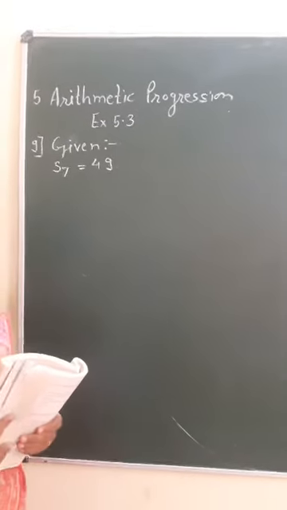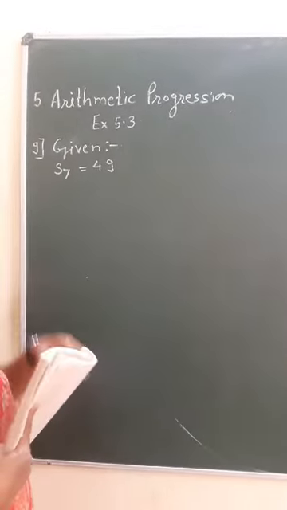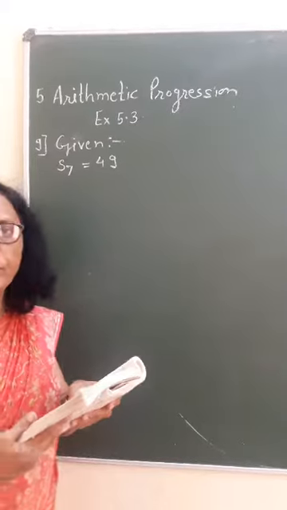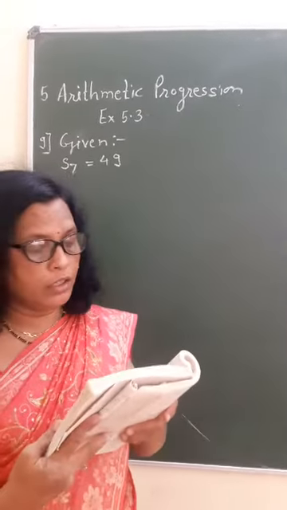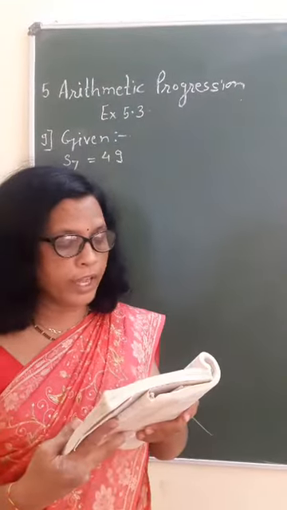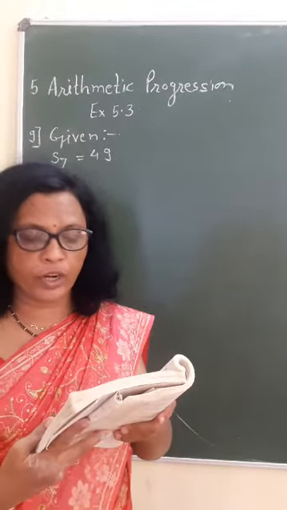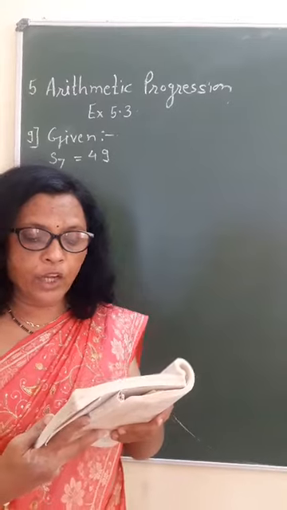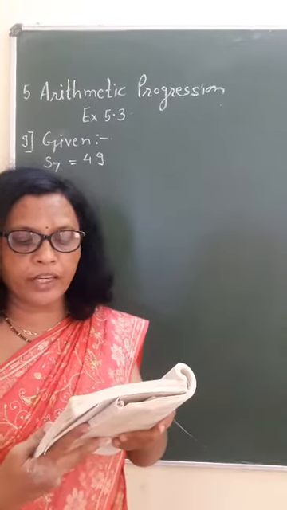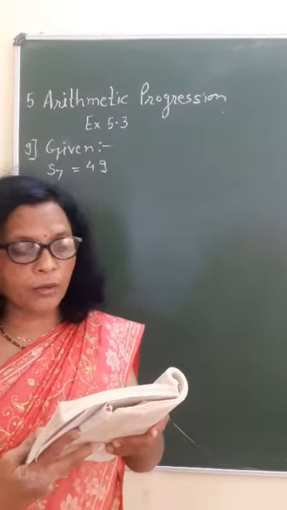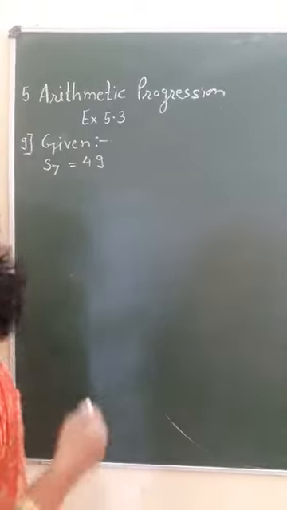Okay, lesson 7, arithmetic progression. Now I am reading the problem. You have to also see the problems from the NCERT book. If the sum of first 7 terms of an AP is 49 and that of first 17 terms is 289, find the sum of first n terms.